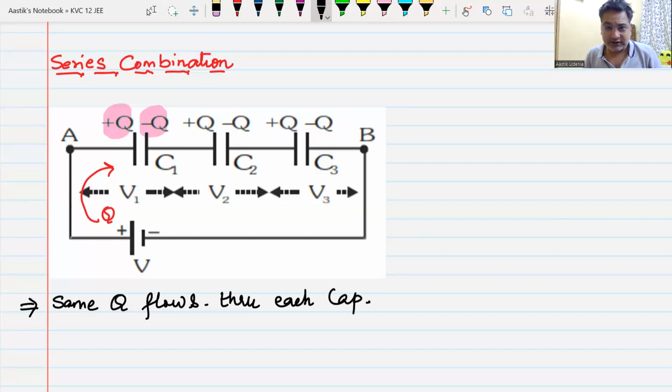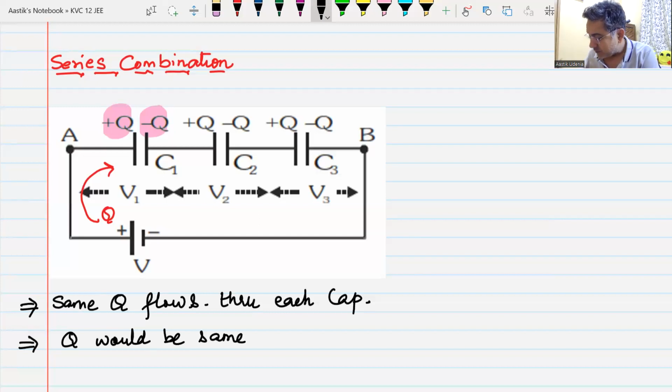Now in this case, what is happening is since their initial charges were zero, and we will come across cases where the initial charge may not be zero, since their initial charges were zero and the same charge will flow through all of them, therefore the charges on each will be the same. Charges on each capacitor would be the same.